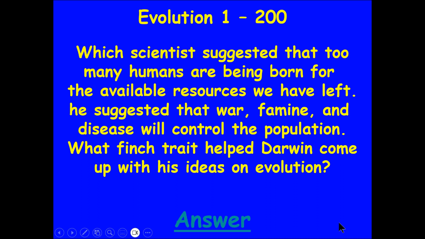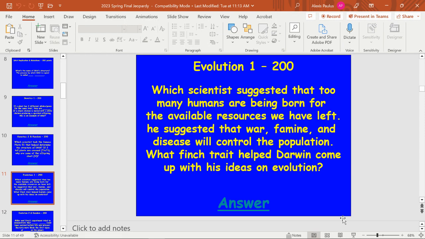Which scientists suggested that too many humans are being born for the available resources we have left? He also suggested that war, famine, and disease will control the population. What finch trait helped Darwin come up with his ideas on evolution? And I'm going to fix this real quick.